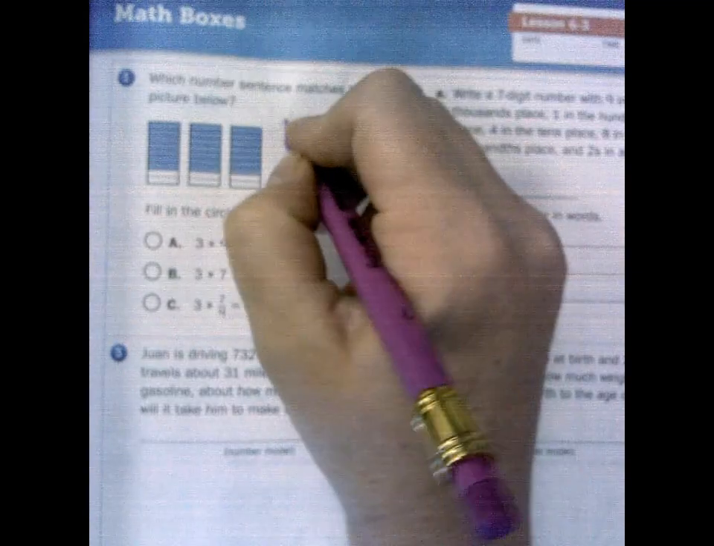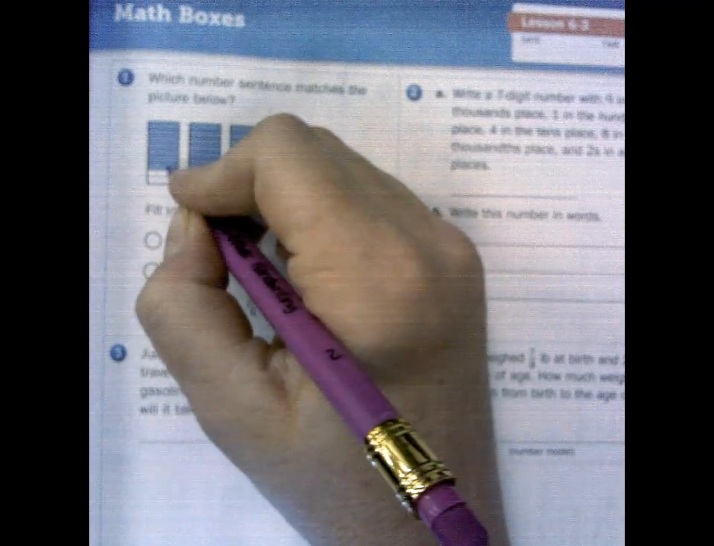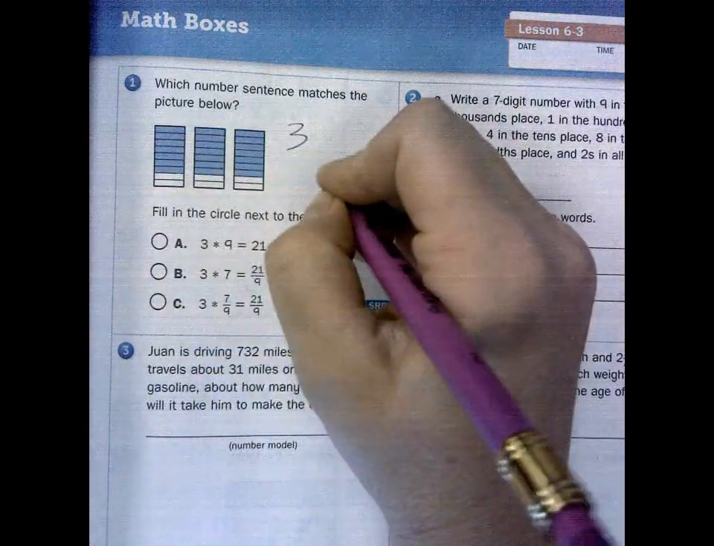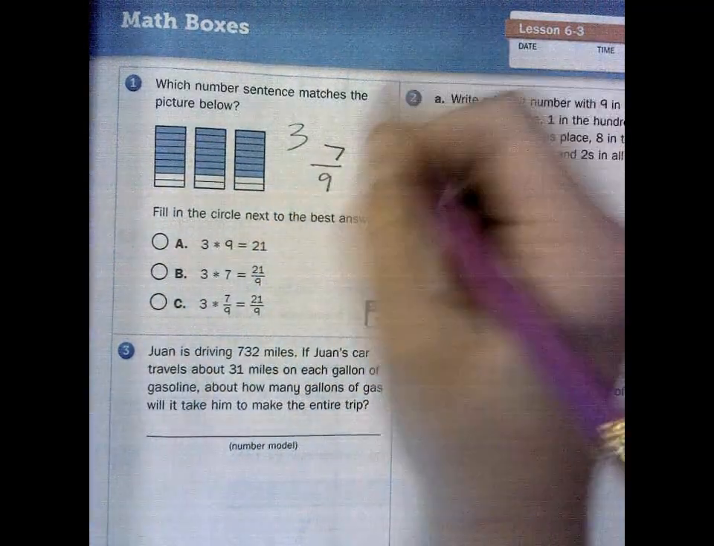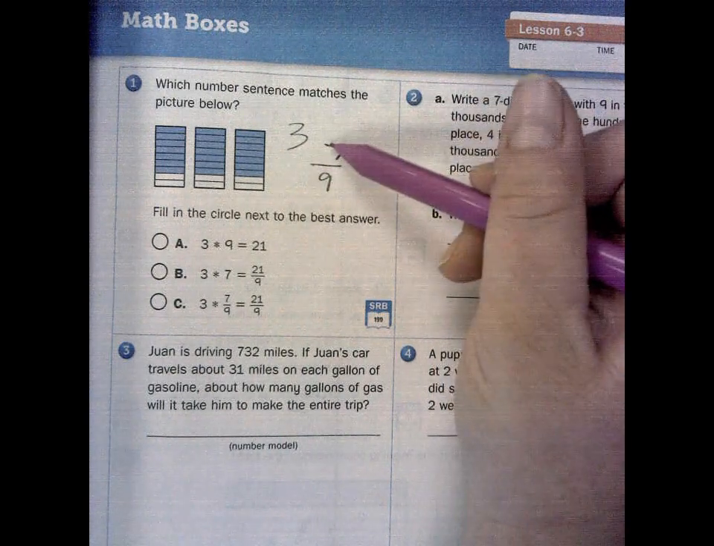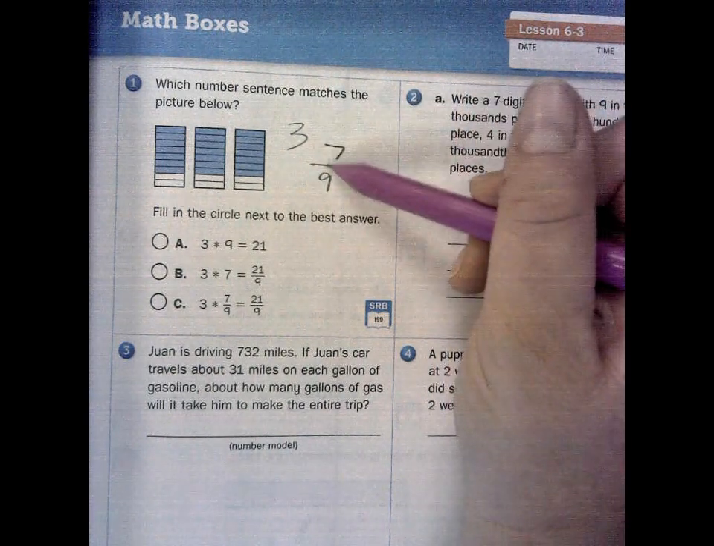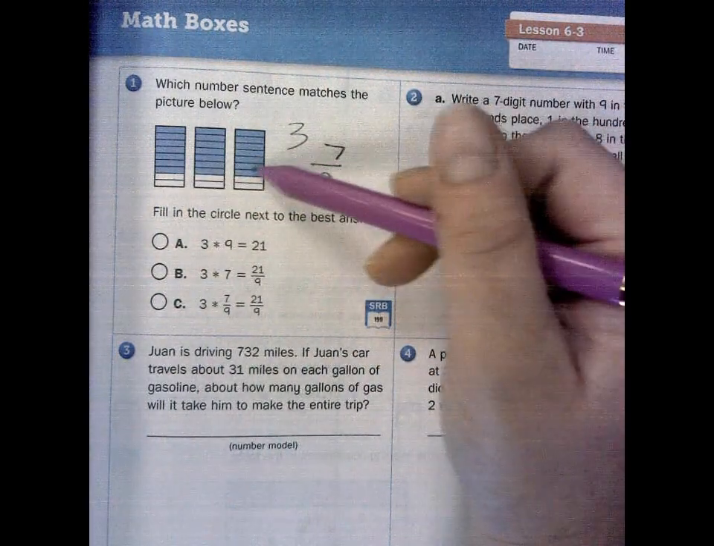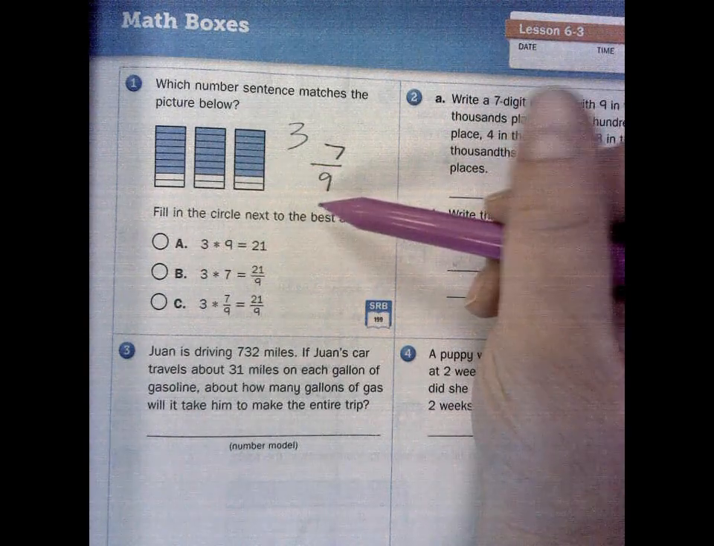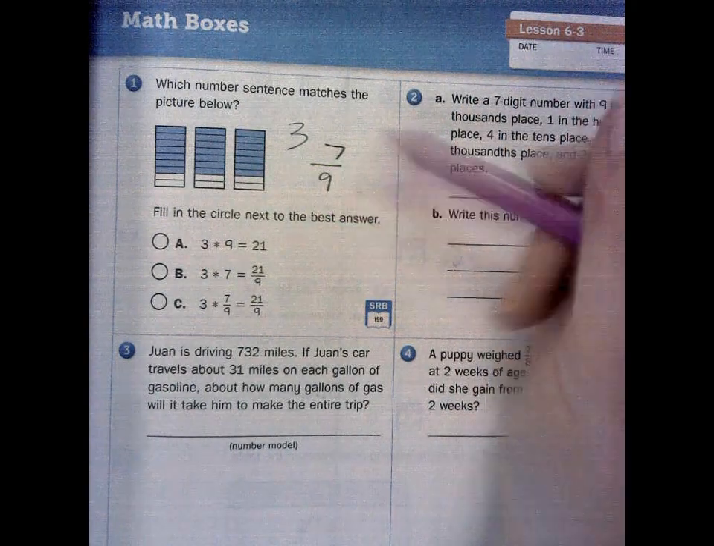And I have 3 groups of 7 ninths. So I can think of it a couple ways. I know there might be some adding: 7 ninths plus 7 ninths plus 7 ninths, or 7 ninths times 3. So let's go ahead and think about what would be the best answer.